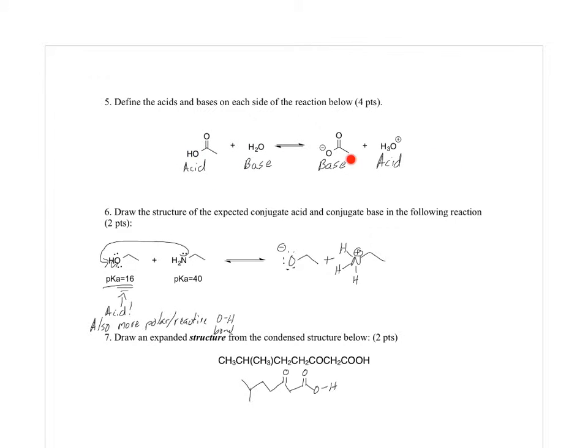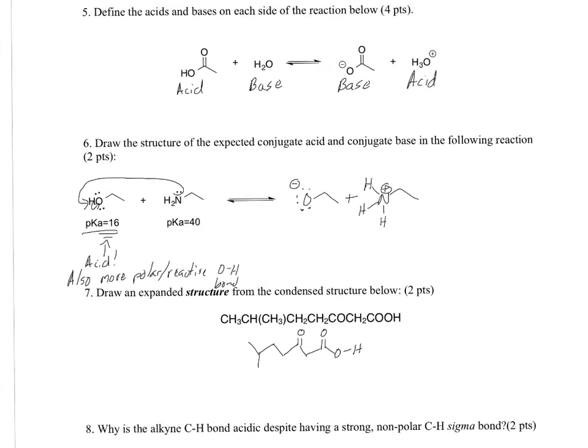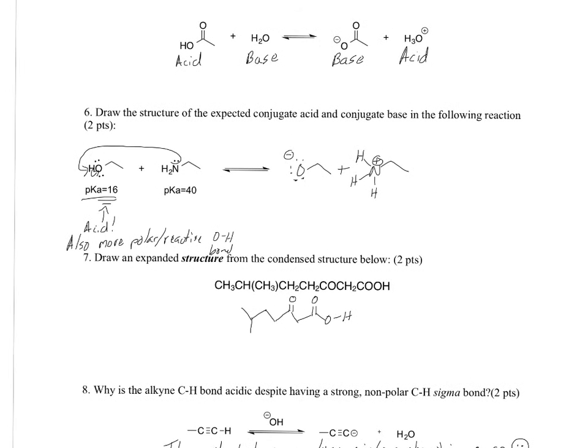over to your right and say, well, this has a negative charge, so that's a base. This has a positive charge, that's an acid. And on the other side would be the opposite. An acid, on the other side of the equilibrium arrow, has a conjugate base. It's lost a proton. And the base has gained a proton, so that's the acid on this side going back this direction. So it says, draw the structure of the expected conjugate acid and conjugate base in the following reaction.